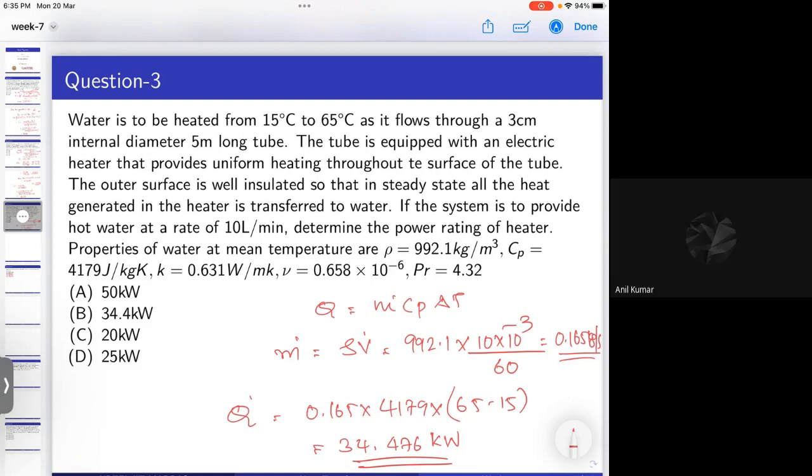Yes, sir. Okay. So this is the question. So what you have to find out is the inner surface temperature of the tube at the exit.